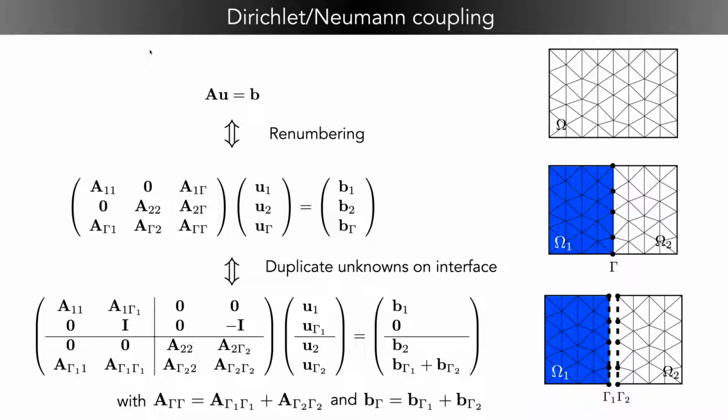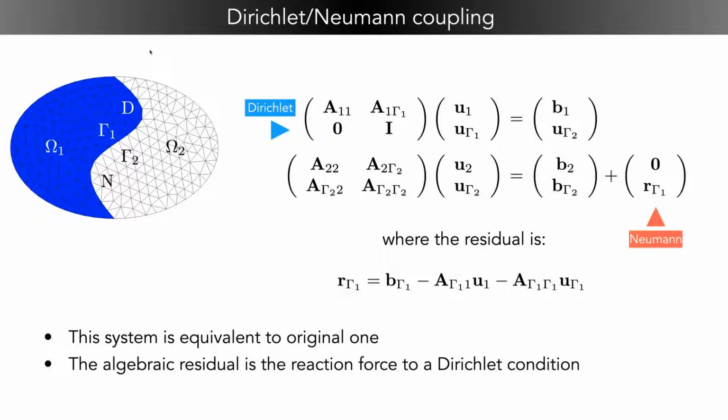So we have introduced additional unknowns. We call them U gamma 1 and U gamma 2. And the equation you see on the bottom is completely equivalent to the second one. What we did here is just to split the solution on one subdomain from the other subdomain. Now, if we rearrange some of the terms, we realize that this is just a Dirichlet-Neumann coupling.